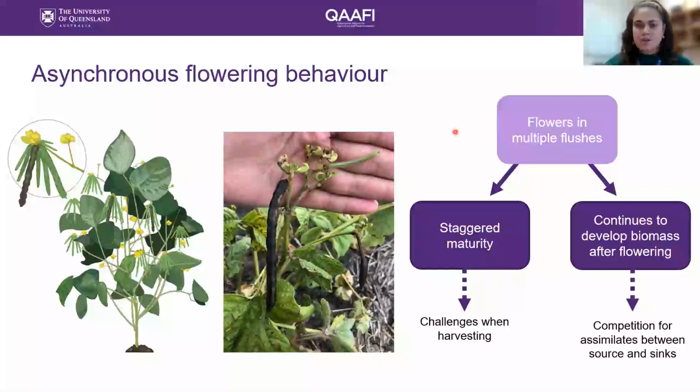You can see it's quite an extreme case here, but we do see this in the field. On a plant, we can have mature pods, flowers, and just developing pods at once. So this is a real issue when it comes to, as I mentioned, challenges when harvesting.